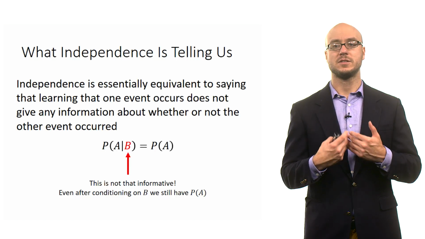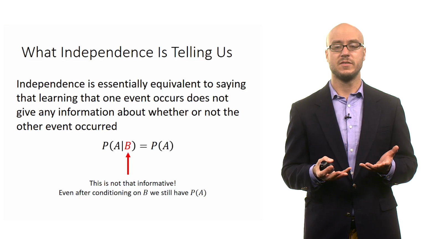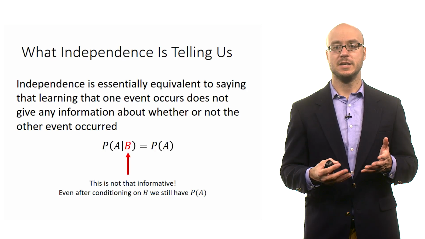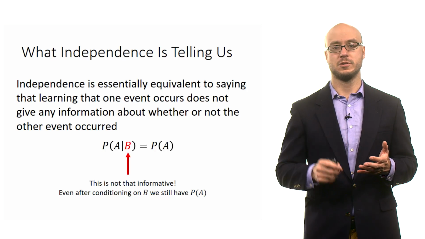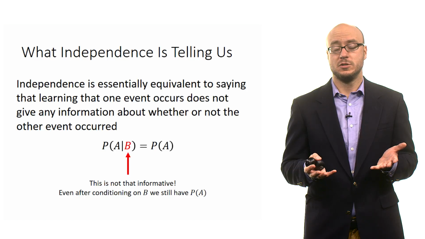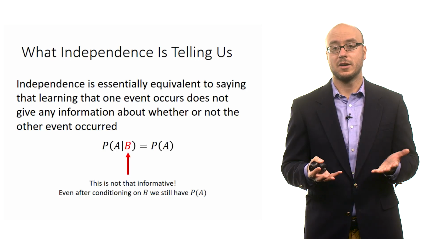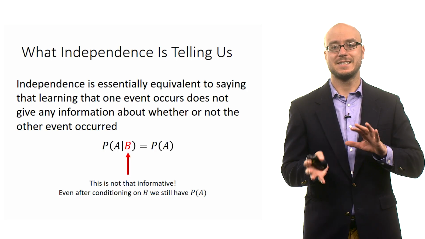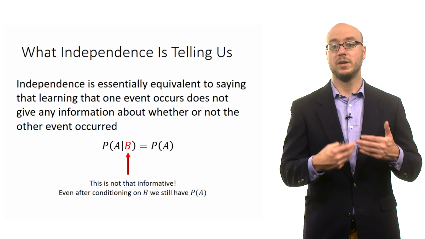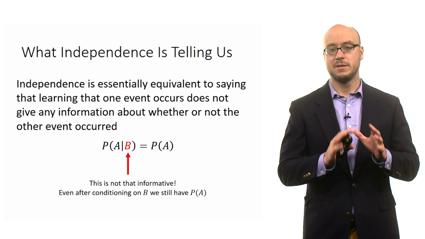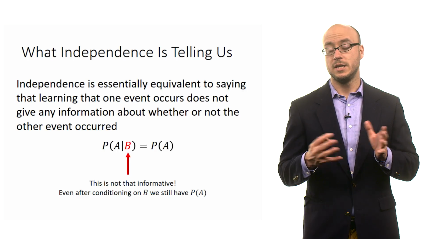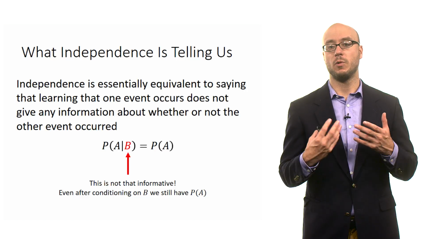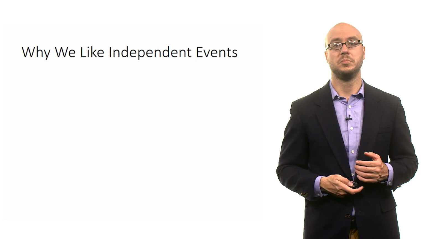Suppose A is the event of interest, and you want to know, will I do well on the exam? And B is knowing that your roommate went to the grocery store. Maybe that's useful, but in most instances, that's not going to be very useful information. Conditioning on whether or not your roommate went to the grocery store is not going to tell you about the probability of doing well on an exam. So the probability of A given B equals the probability of A because B is not informative. Even after conditioning on whether or not that event occurs, we still get the probability of A.